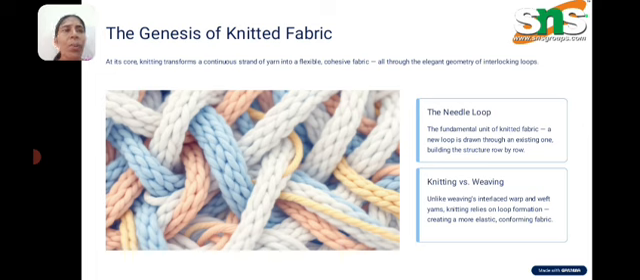It has two main categories. One is the needle loop, the fundamental unit of knitted fabric. A new loop is drawn through an existing one, building the structure row by row. Knitting versus weaving. Unlike weaving, which interlaces warp and weft yarns, knitting relies on loop formation, creating a more elastic, conforming fabric.